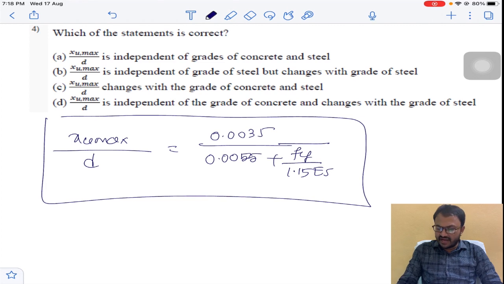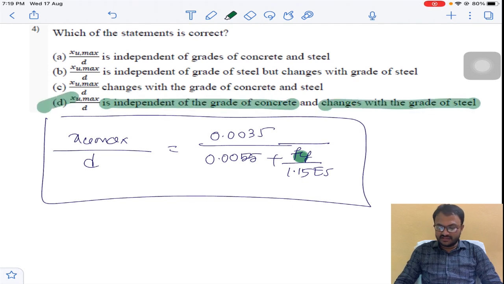Is there any fy value? Yes, it is there. It depends upon the fy value. So the answer is that Xu max divided by d changes with the grade of steel and is independent of the grade of concrete. So the answer is D for question number 4.